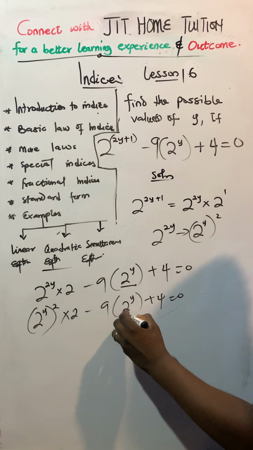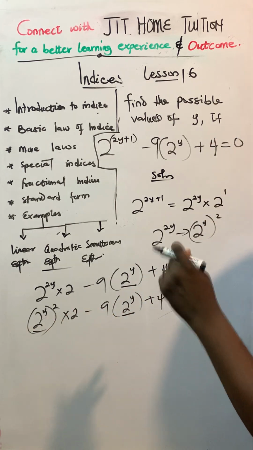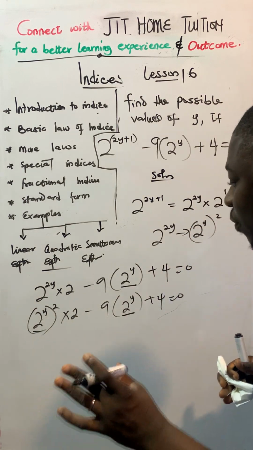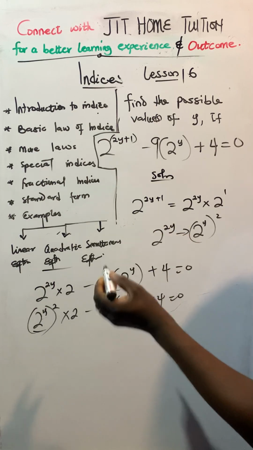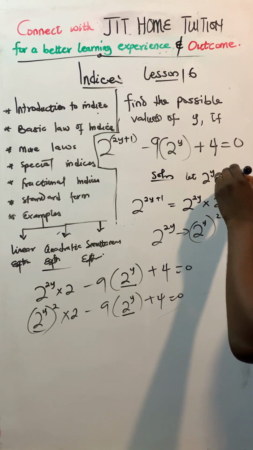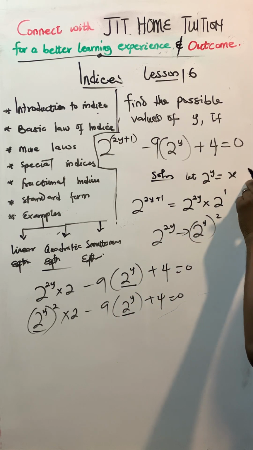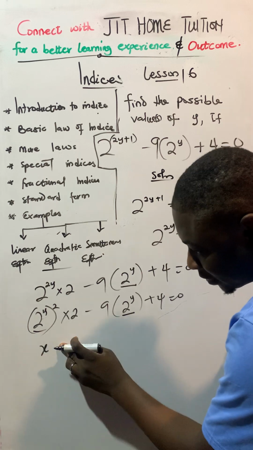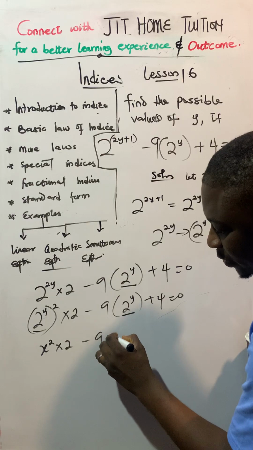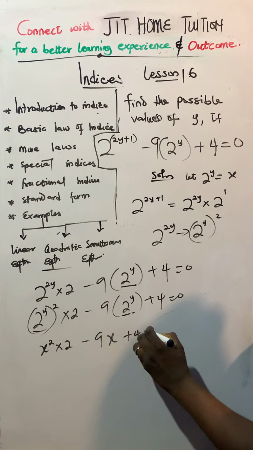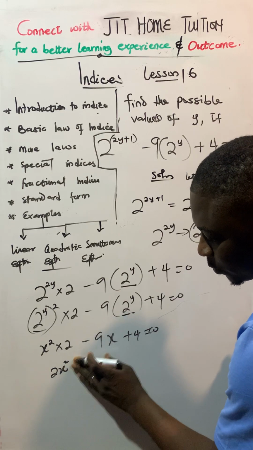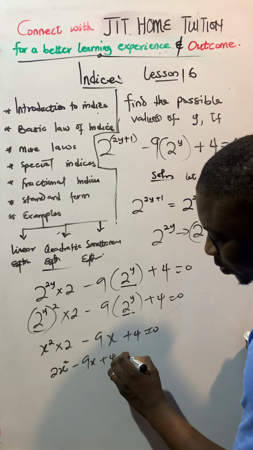Now let's look at something. You have 2 exponent y, 2 exponent y. So what you are going to do is to represent 2 exponent y by a variable. Let 2 exponent y be equal to, let's say, x. So in place of 2 exponent y, you are going to put x over there. So that will become x, but there's a square. So you have x squared times 2, minus 9x, plus 4 equal to 0. So when they multiply, that will give you 2x squared minus 9x plus 4 equal to 0.